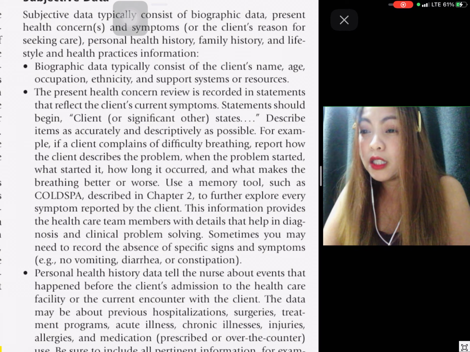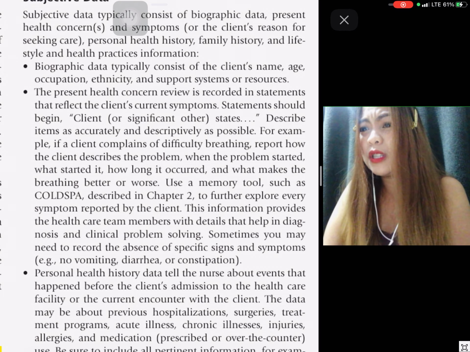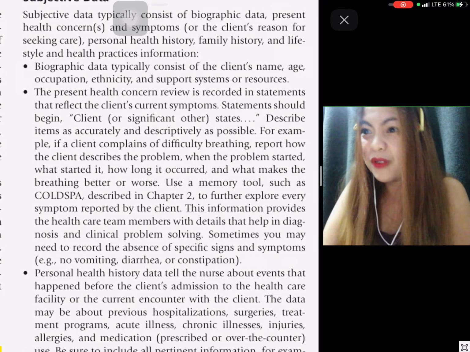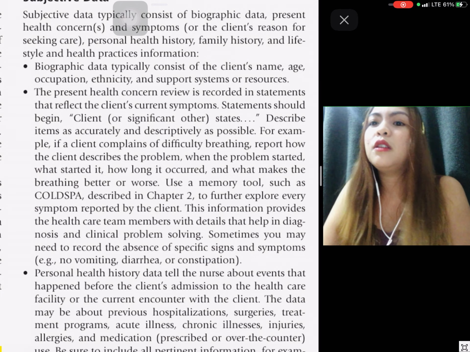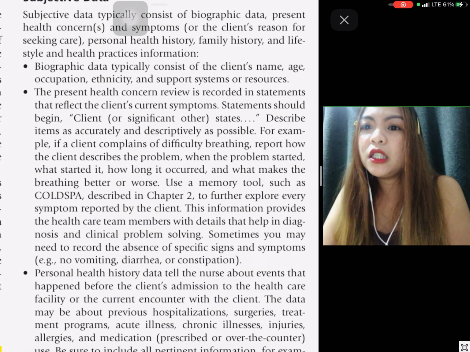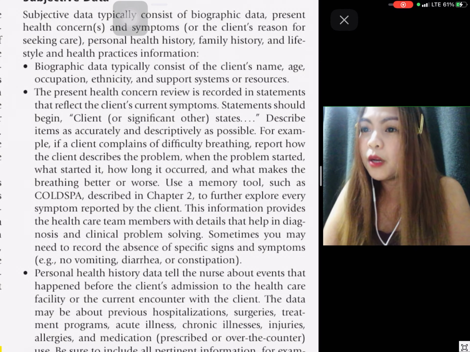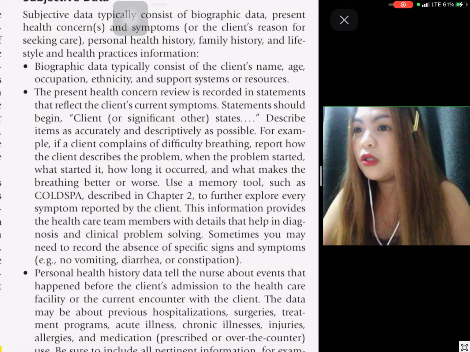Actually, I have talked about it before, so this is just a review. We also need to record the absence of specific signs and symptoms, such as no vomiting, no diarrhea, or constipation noted. You can put that in.